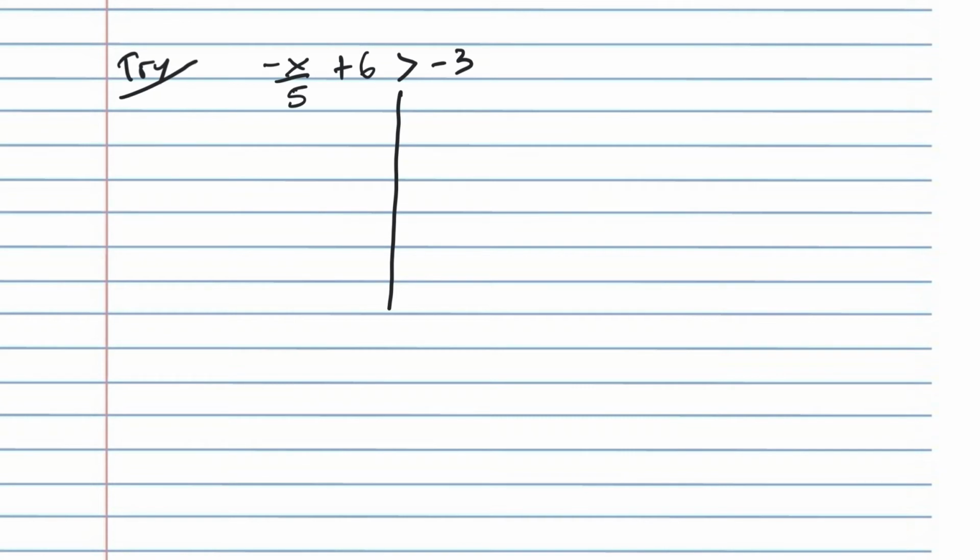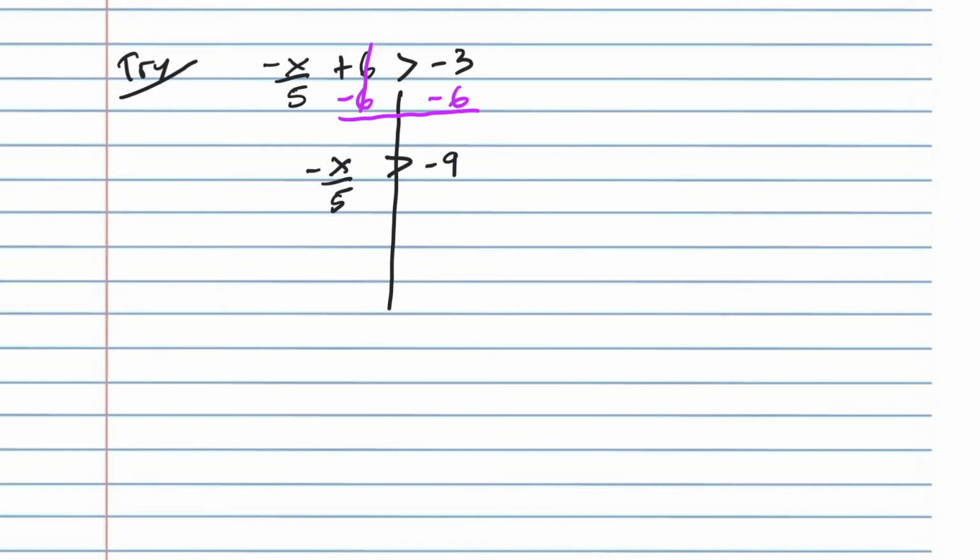Okay, so remember the goal is to get the x by itself. So we should probably start off with that 6. It's a positive 6, so we can get rid of it by subtracting it over here. Those cancel out, and we're left with negative x over 5. We didn't divide or multiply by a negative, so the symbol has not changed. And negative 3 minus 6 gives you negative 9.